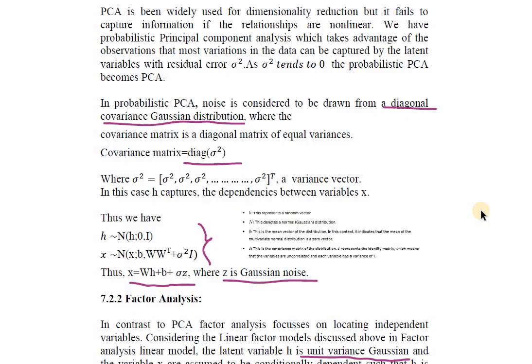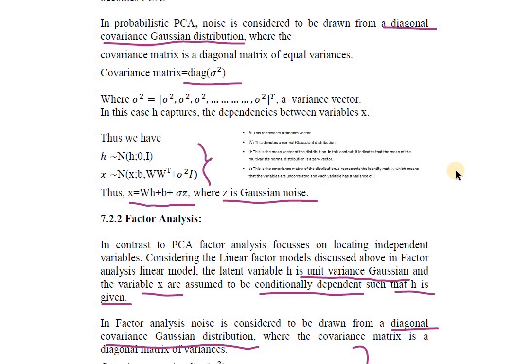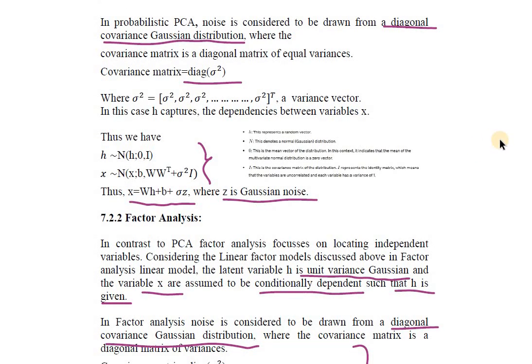ओके, इसलिए फिर प्रोबेबिलिस्टिक पीसीए आ जाता है, where most variations in the data can be captured by latent variables with the residual error sigma square, and as sigma square tends to 0 the probabilistic PCA does become normal PCA. Okay, now in probabilistic PCA the noise which is considered is generally considered to be drawn from diagonal covariance Gaussian distribution, and the covariance matrix is given as this. Okay, and you can see this is how we represent the variance vector.